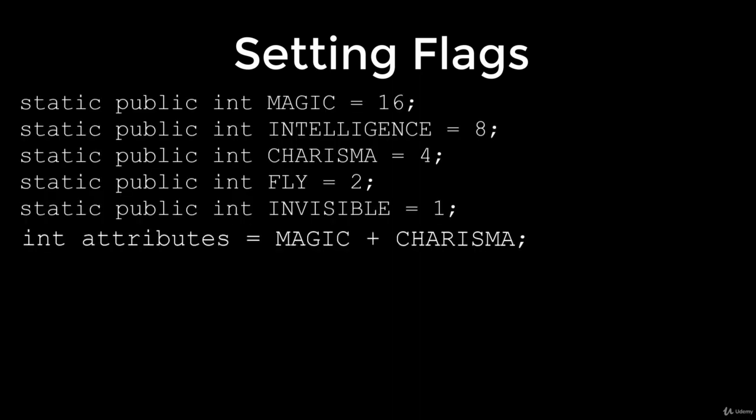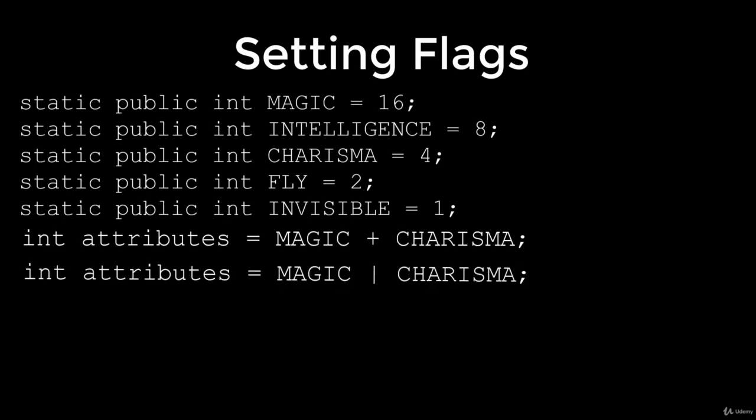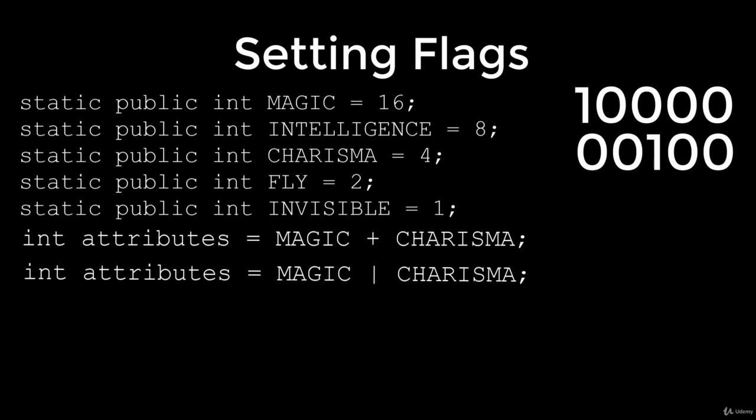Remember our example from before for setting a character's attributes? Well, in the previous setting of our attribute, we were assigning a decimal value or using the addition of powers of two values. Instead, we can use the bitwise operator OR to combine the values thus. And if we quickly work this out in our head, then we can add magic, which is 10000, and charisma, which is 00100, to give us the binary value 10100 when they're ORed together. And this binary value, when you translate it back into decimal, gives you the value of 20.